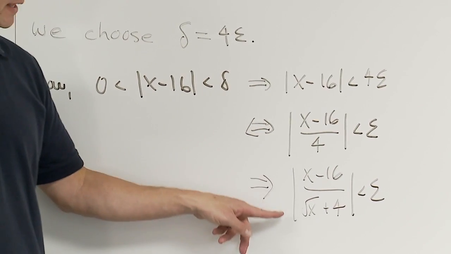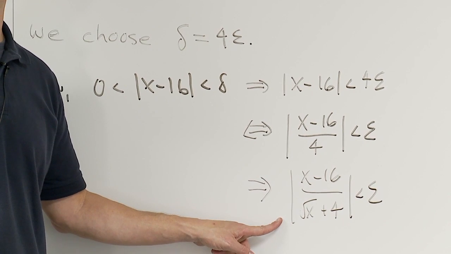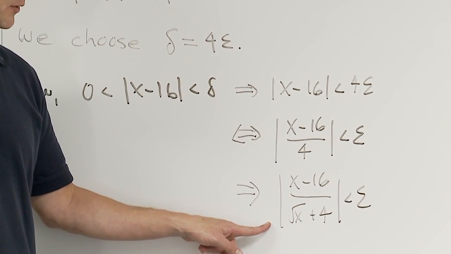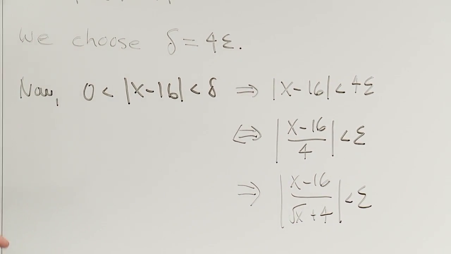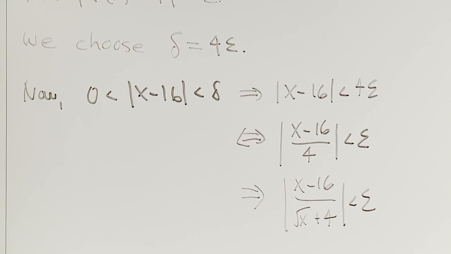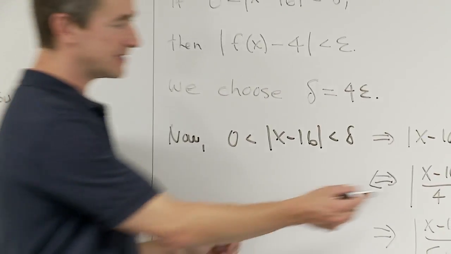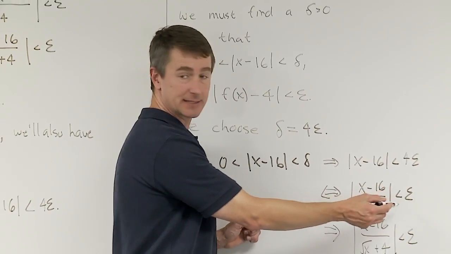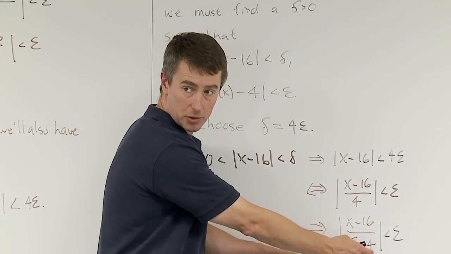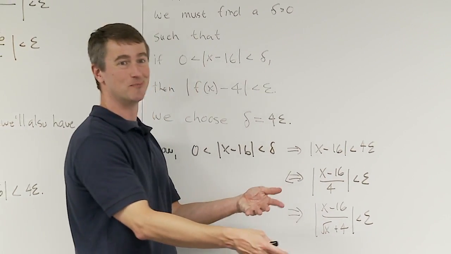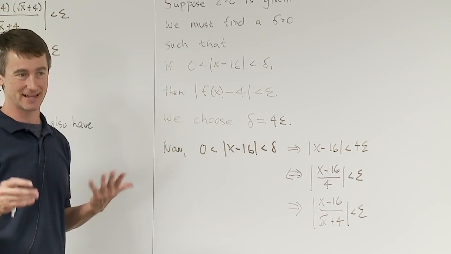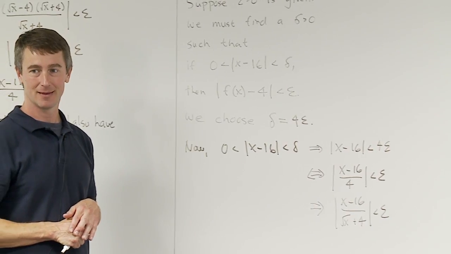Because what have we done? We have made the denominator of the fraction bigger. And when we make the denominator of the fraction bigger, that makes the fraction even smaller. So if this big fraction was already less than epsilon, then this smaller fraction is even more less than epsilon. That is to say, it's still less than epsilon.